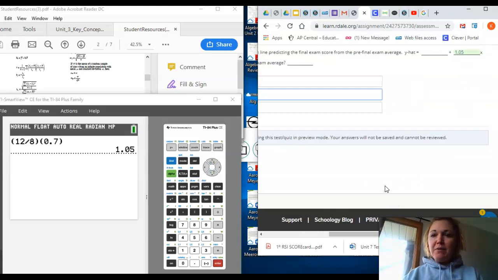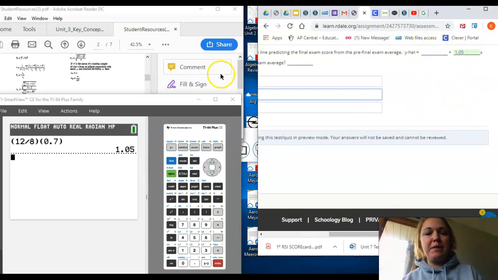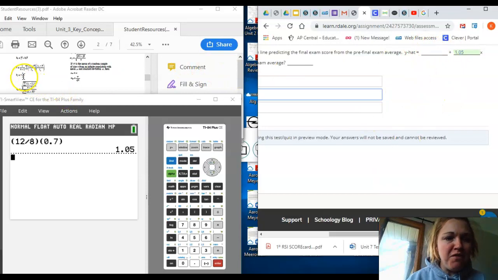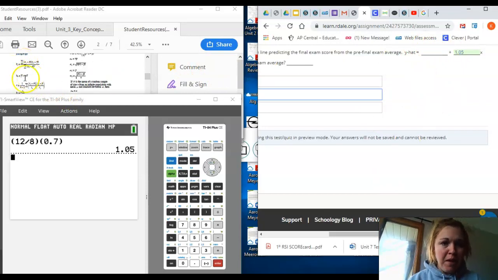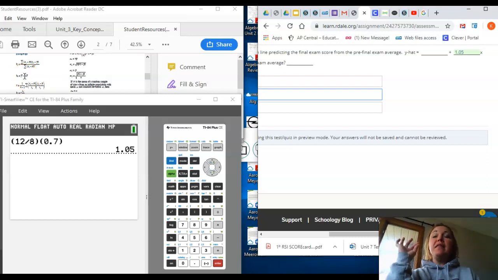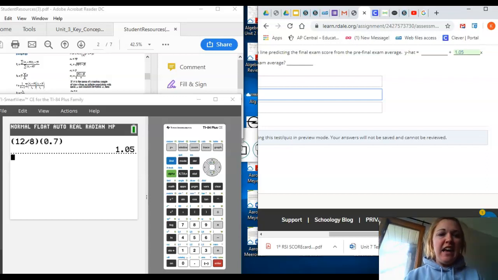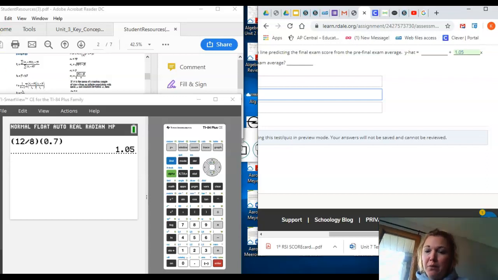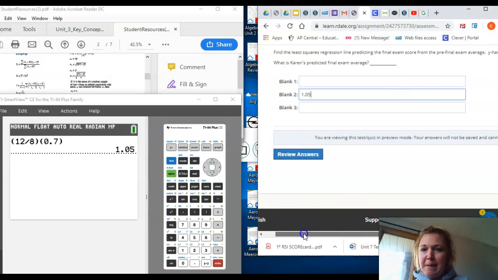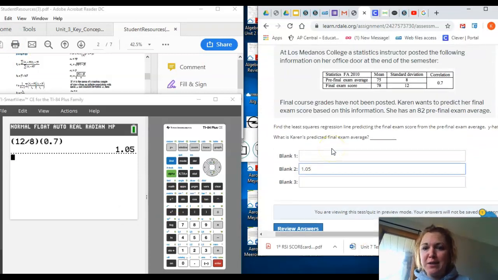Okay, then we need to figure out our y-intercept. So now you start with b sub 1. If you scroll up right here, you see b sub 0. I take the mean of y minus the slope times the mean of x. Now it is important that you know that the average of x and the average of y are always on that line.